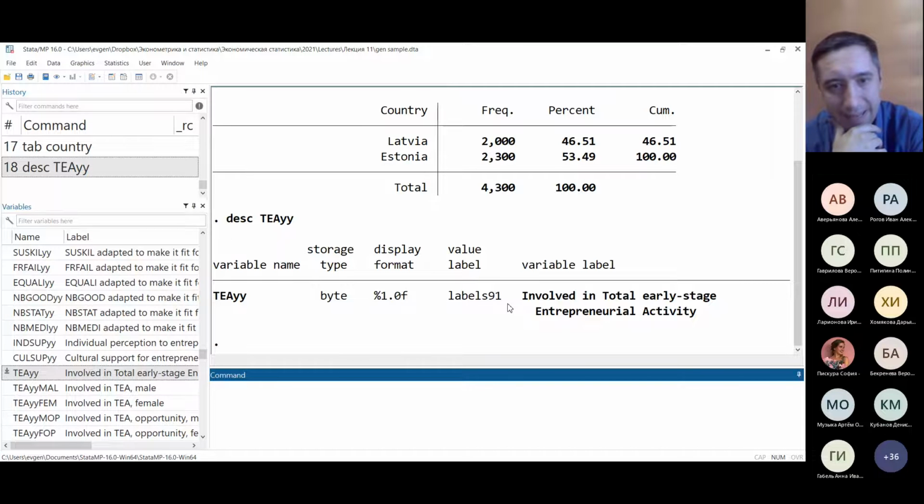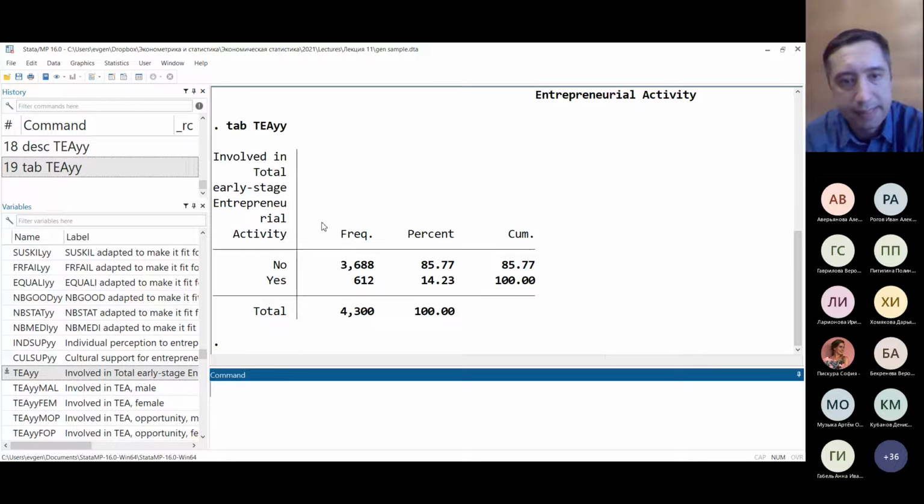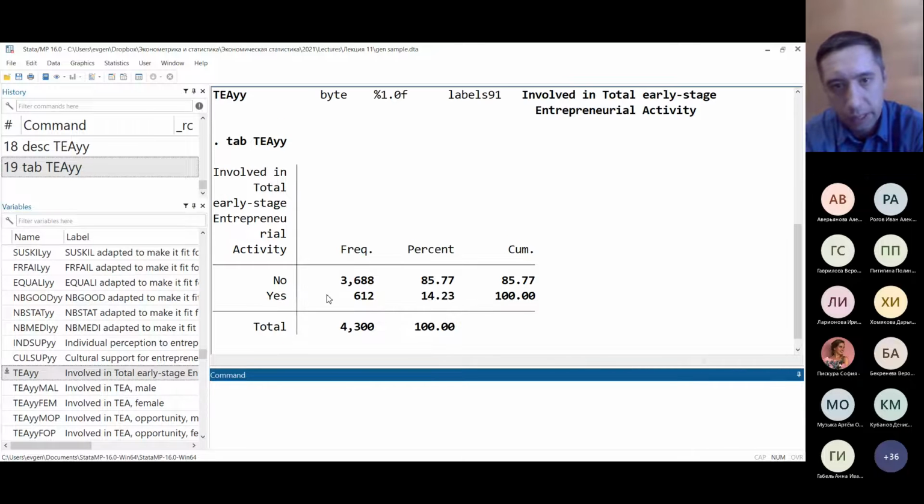Our variable has labels. For example, if I type tab tier YY, I will see its labels, no and yes answers, and some numbers. I have the total number of no answers, the number of yes answers, and the percentage of both answers. For instance, in my sample, 14% of people answered yes, and I have cumulative percents.